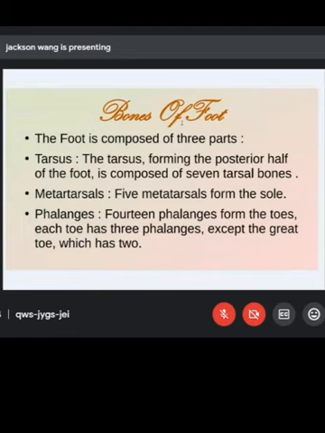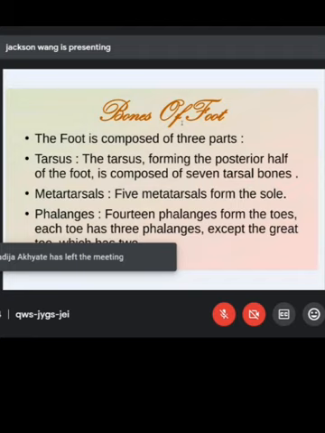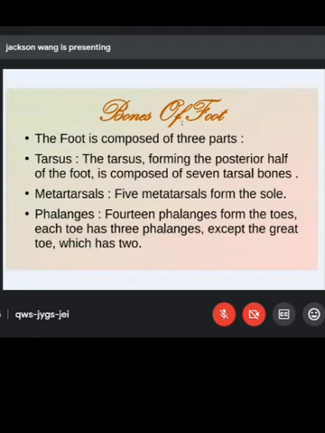Et phalanges, 14 phalanges form the toes. Each toe has 3 phalanges, except the great toe, which has 2. So the toes, ce sont les orteils. Chaque orteil a 3 phalanges, à l'exception du gros orteil, of the great toe, il y a 2 phalanges.